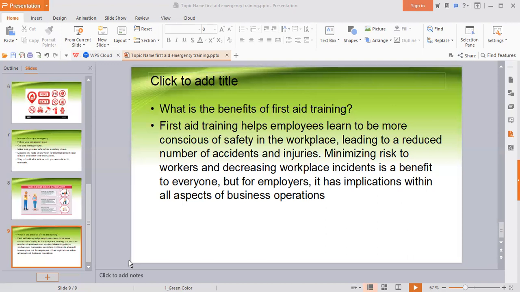So you should be aware that there is a difference between emergency and first aid. Emergency is a condition, and first aid is a response which we provide during an emergency or unwanted condition.